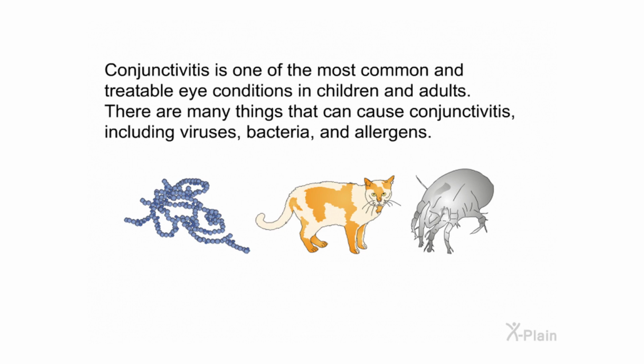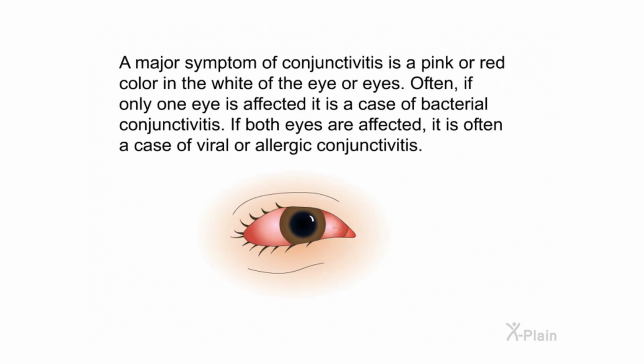Conjunctivitis is one of the most common and treatable eye conditions in children and adults. There are many things that can cause conjunctivitis, including viruses, bacteria, and allergens. A major symptom of conjunctivitis is a pink or red color in the white of the eye or eyes. Often, if only one eye is affected, it is a case of bacterial conjunctivitis. If both eyes are affected, it is often a case of viral or allergic conjunctivitis.